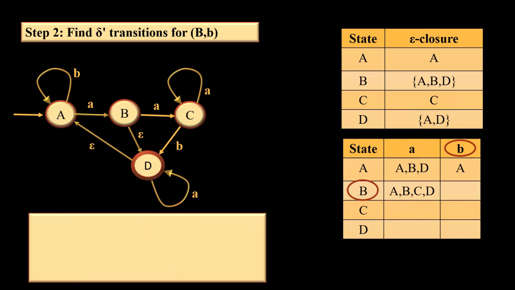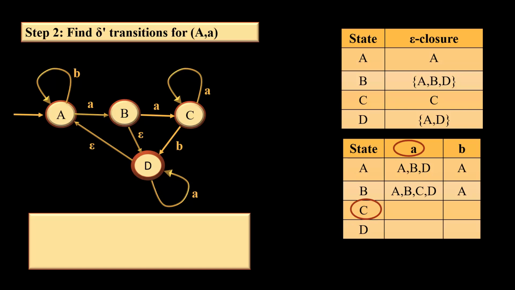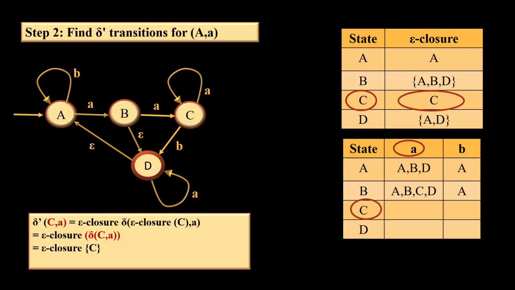Next we move to B, comma B, that means epsilon closure of B, which is A, B, D, on B. When we check the NFA, we get A on B is a self loop, B on B phi and D on B phi. So that means this is only epsilon closure of A, which is A itself. C, comma A, epsilon closure of C, only C. C, comma A is a self loop if we check the NFA. So we will take epsilon closure of C only, and that is C.